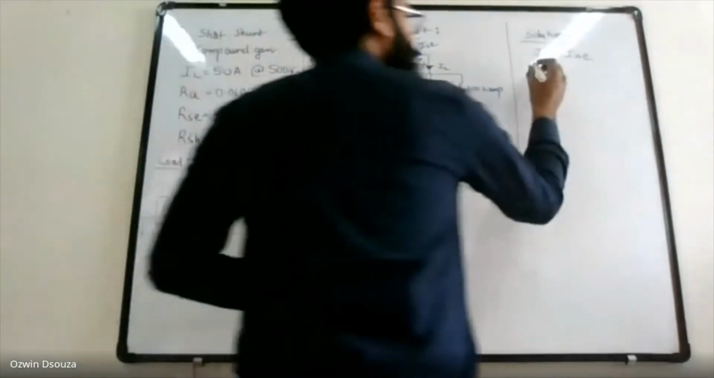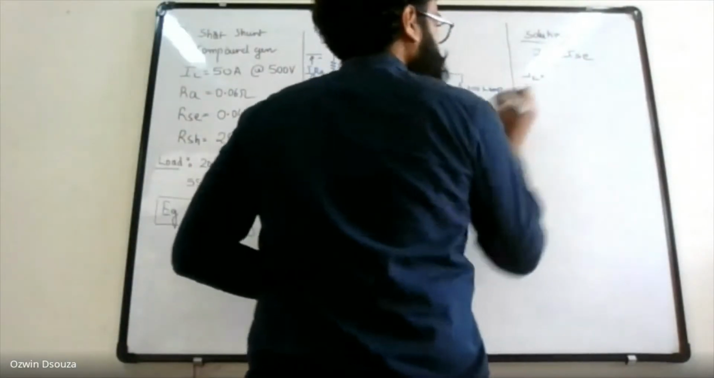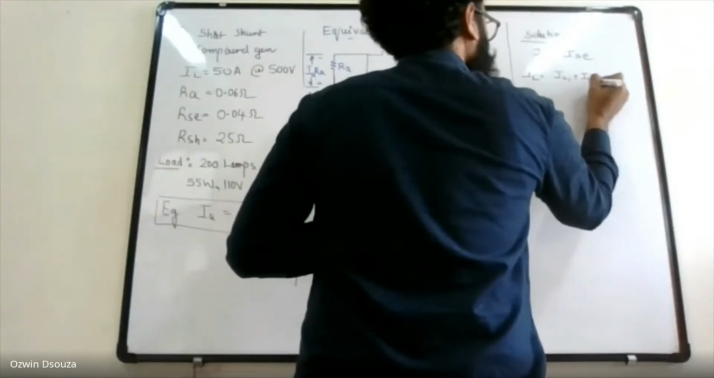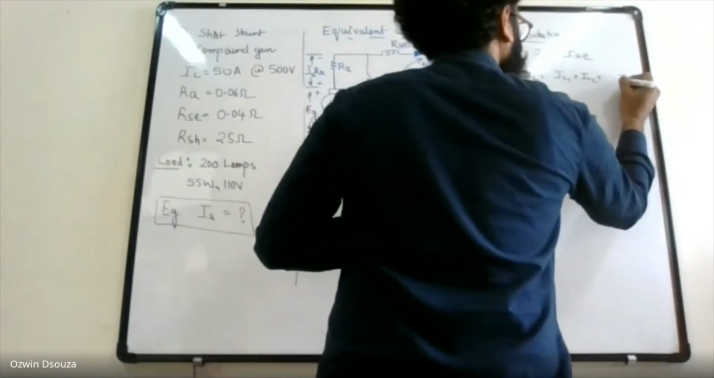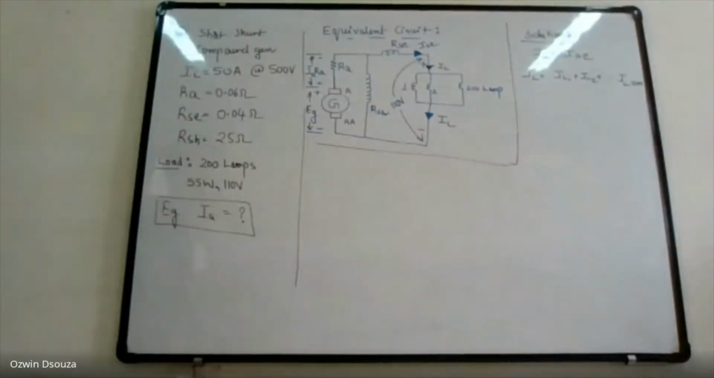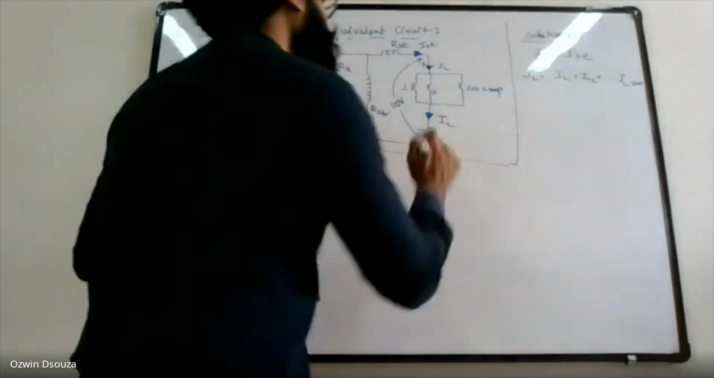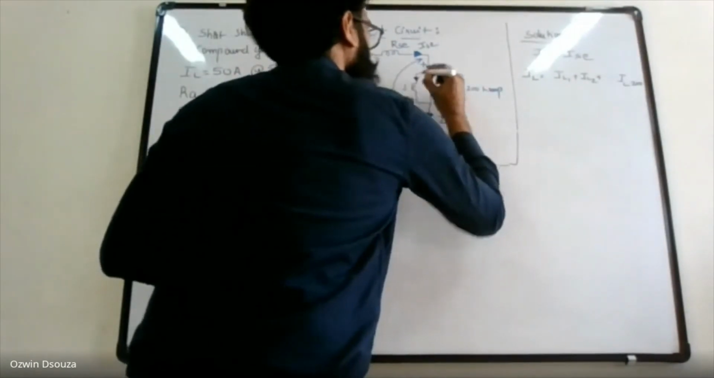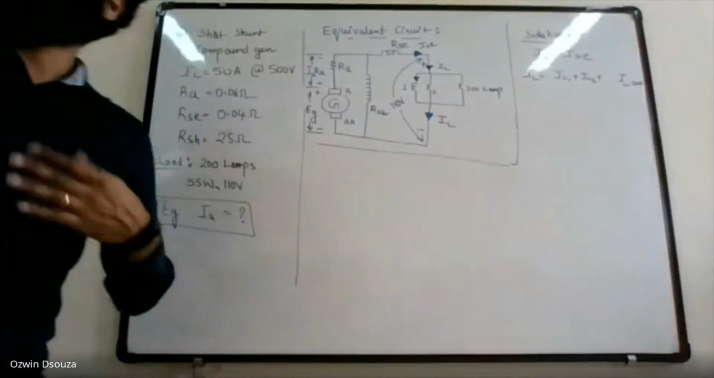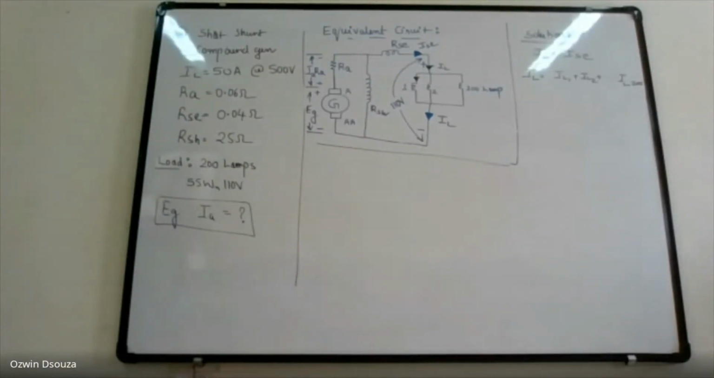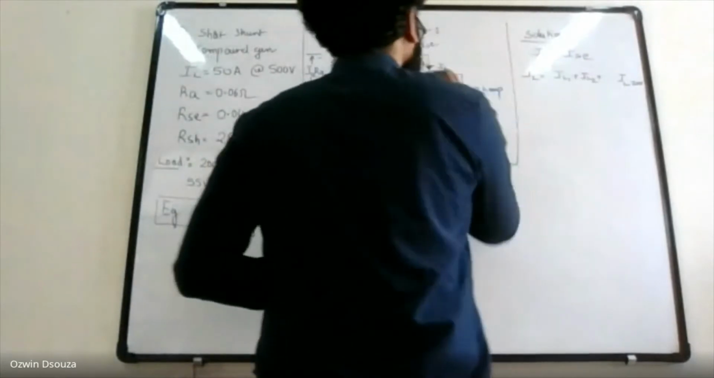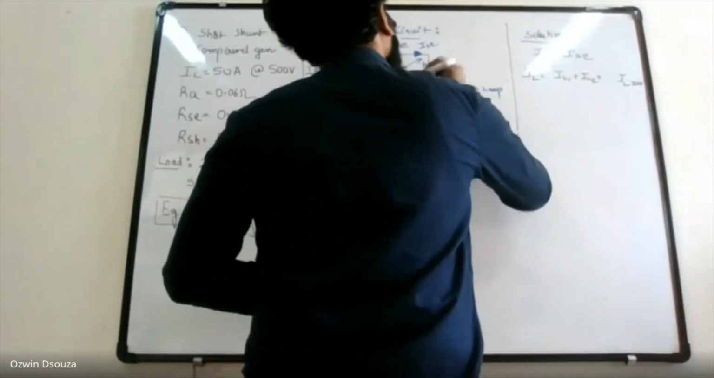And what is load current? Your load current IL is nothing but IL1 plus IL2 and so on, because there are 200 lamps. So if you can calculate the current flow through one lamp, you will be able to measure the total current flow through the load. So let's say this is IL1.